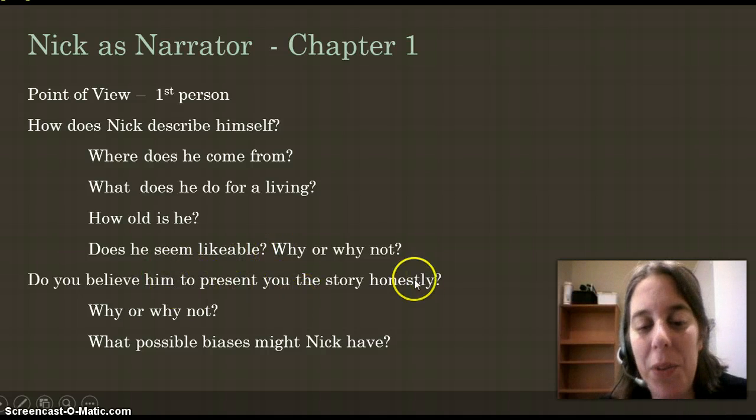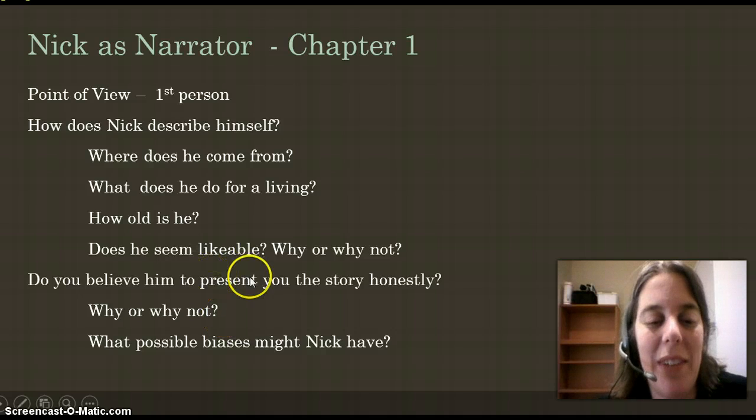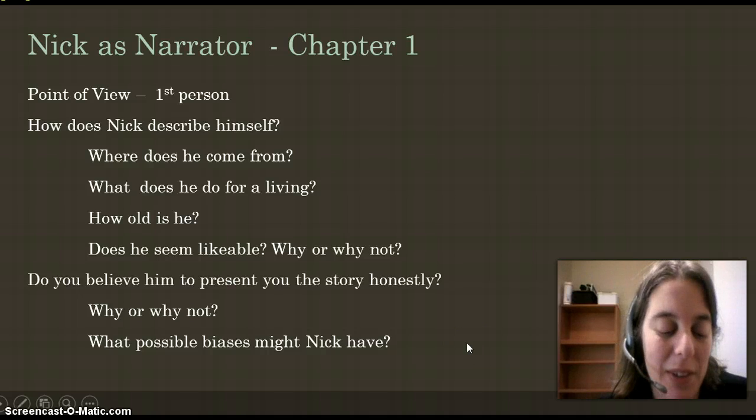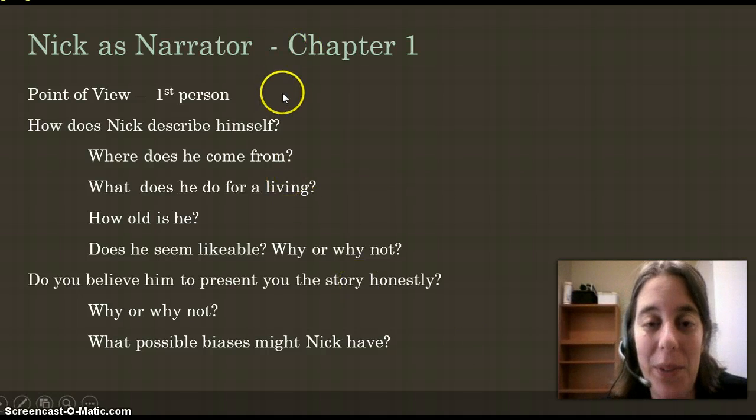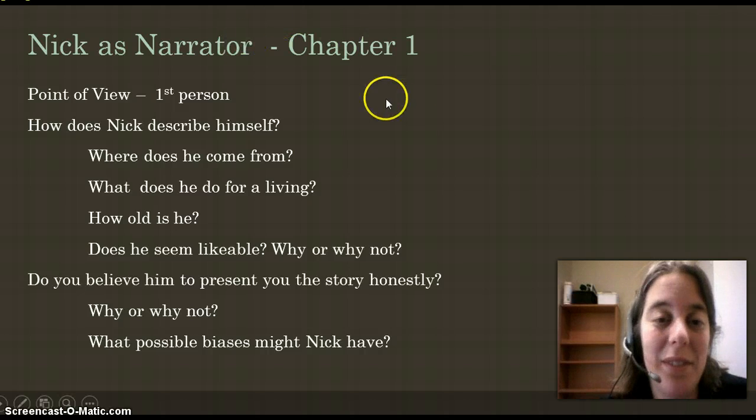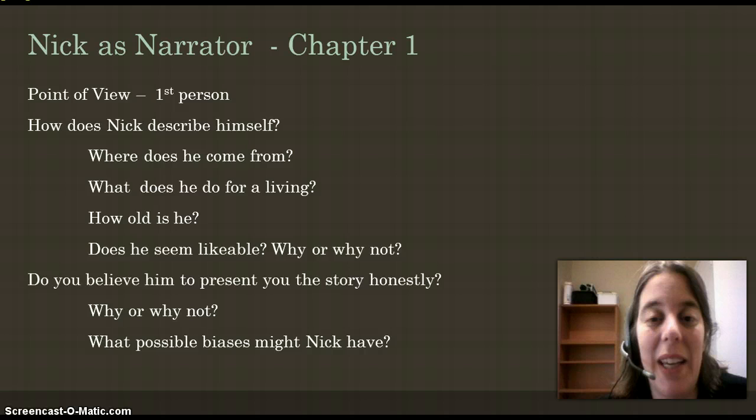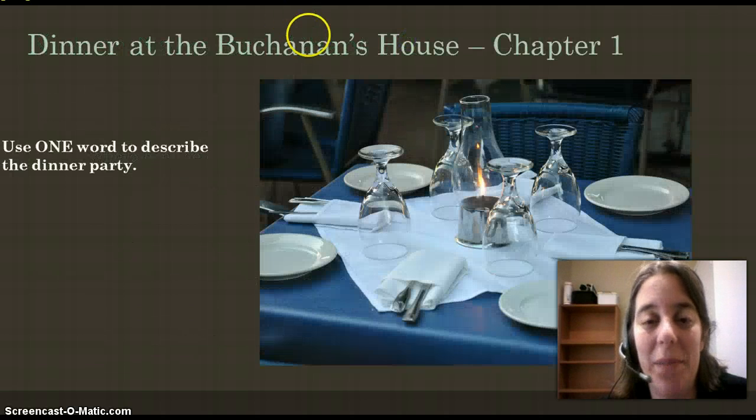Do I believe him to present the story honestly? For the most part, for the same reasons that I like him. I know he's going to be somewhat biased. He's a fairly rich white male, so he's been privileged all his life, so he may not have a good perspective on some of the poverty issues that we're going to get into, but I trust him to see and do as best he can. I don't think he'll lie.